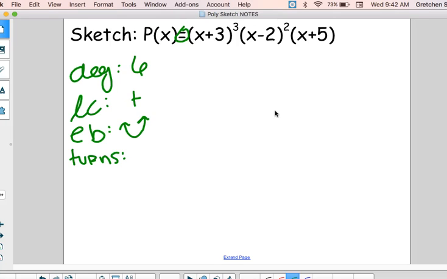The turns. If you have a degree of 6, at most, how many turns can it take? 5 or 1. So you take away 1, and then you just keep taking away 2. Lastly is the zeros.